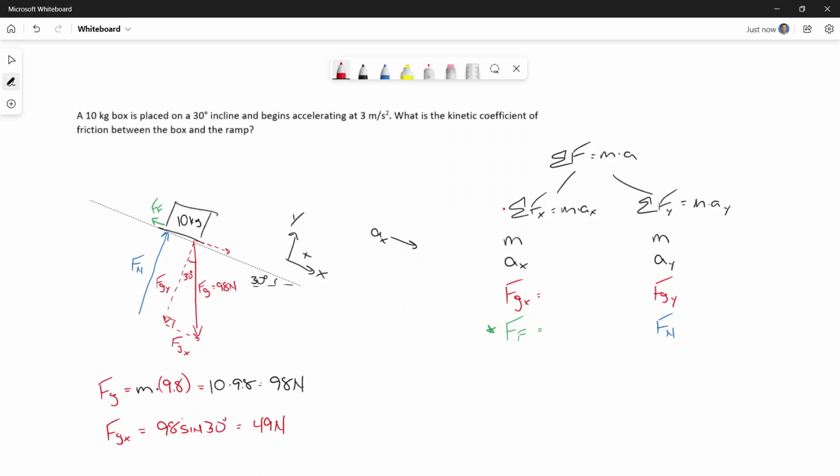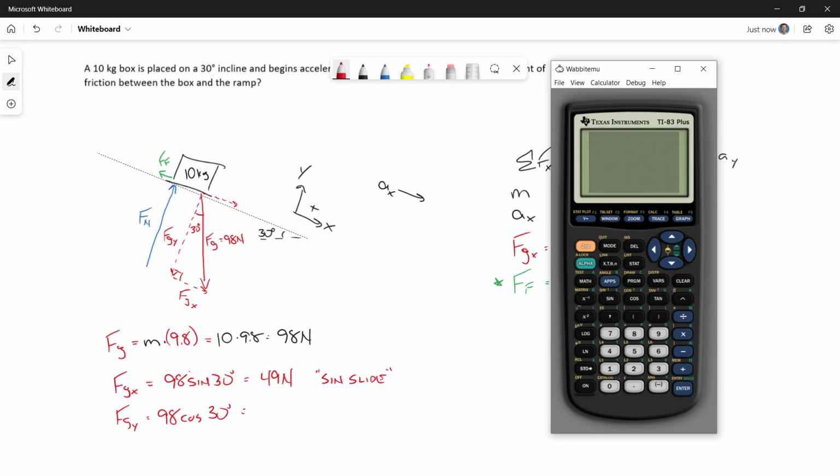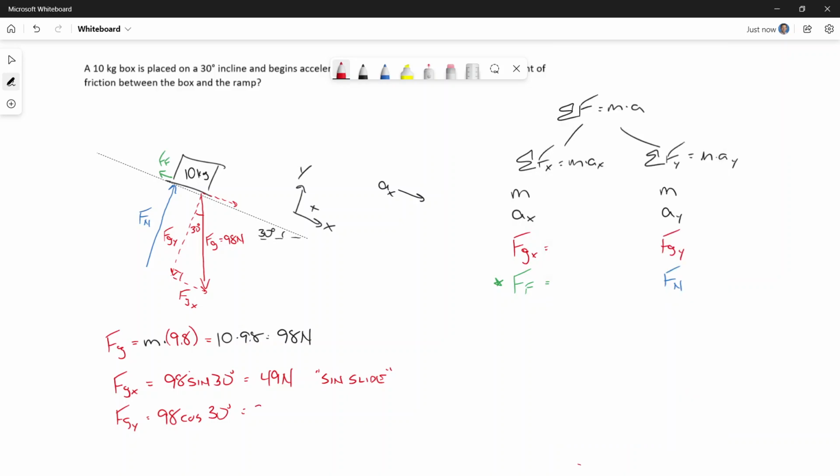A good way to remember on ramp problems is that sine slides. The sine of the ramp angle will always give you the piece of gravity that makes it slide down the ramp, which means that if we want the y piece of gravity, we're going to be doing 98 cosine of 30 degrees. I'll break out the calculator for this one. We have 98 cosine of 30, and that's going to be 84.9. 84.9 newtons is how much gravity is acting into the ramp.